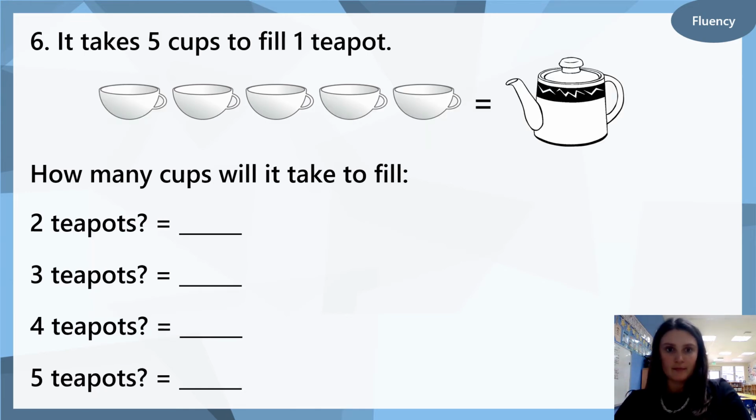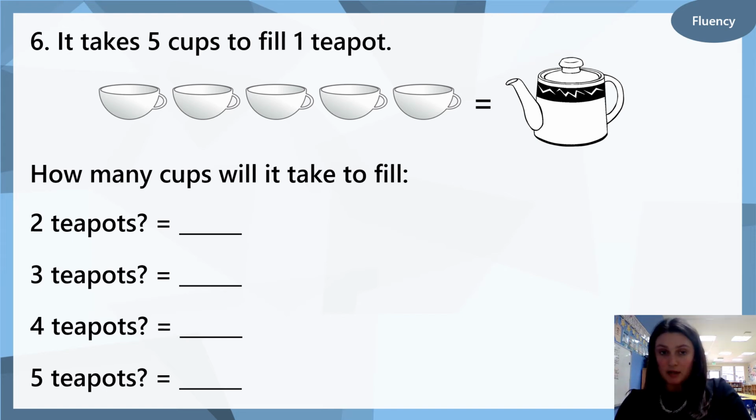Okay, our next question, question 6. It takes 5 cups to fill 1 teapot. So for every 1 teapot, it's going to be 5 cups. If we have 2 teapots, it's going to be 5 cups plus 5 cups. So how many cups will it take to fill 2 teapots, 3 teapots, 4 teapots, and 5 teapots? So the number is getting bigger, so we are going to be adding.